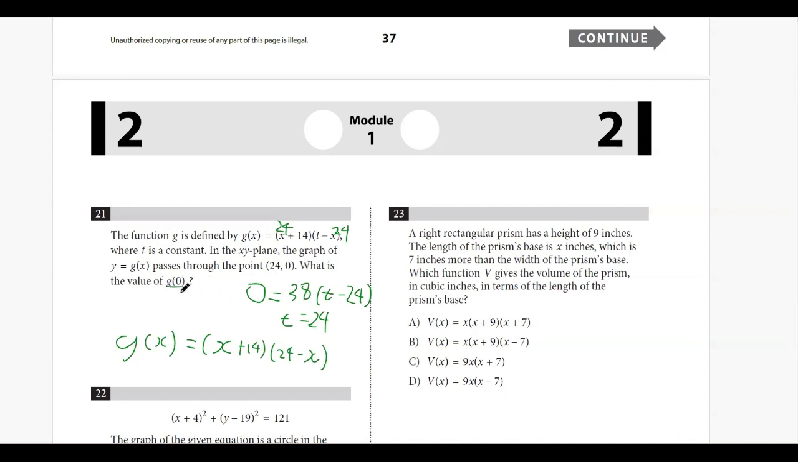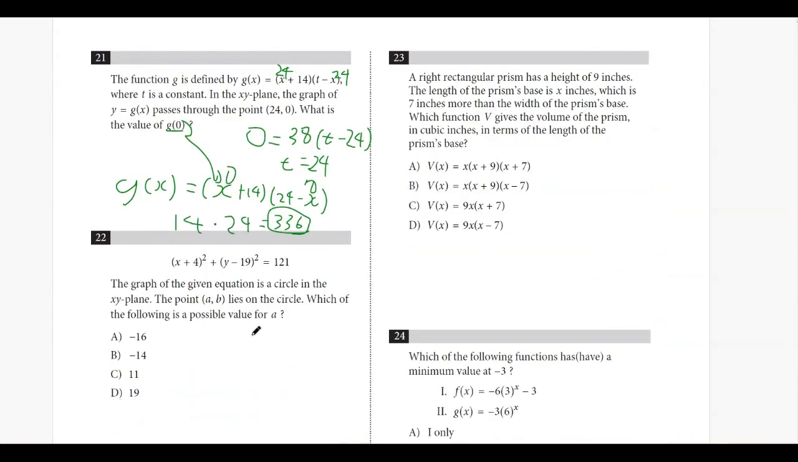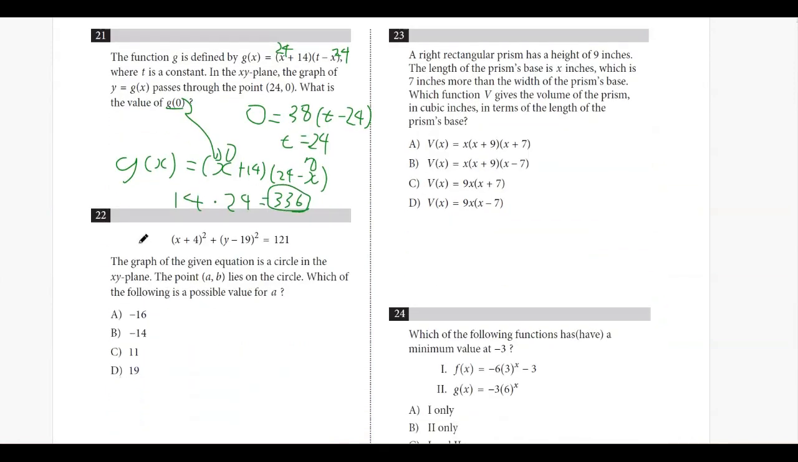I'll just put this 0 inside here instead of the x, and you'll get 14 times 24, which is equal to 336. Okay. The graph of the given equation is a circle in the xy plane. The point A, comma B lies on the circle. Which of the following is a possible value for A?